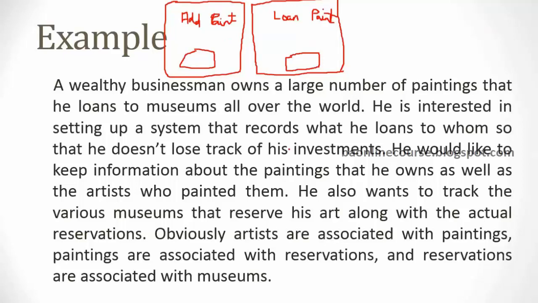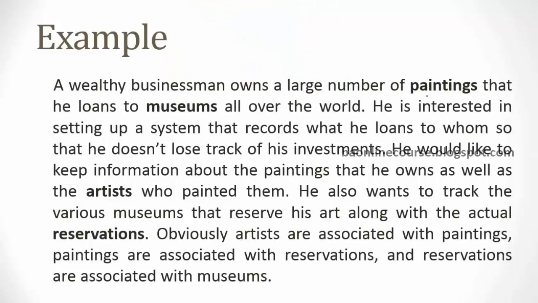How do we define entities? A person, place, event, or a thing. So a painting is a thing, a museum is a place, an artist is a person, and a reservation or loan, as we call it, is an event. So he will figure out all these entities.